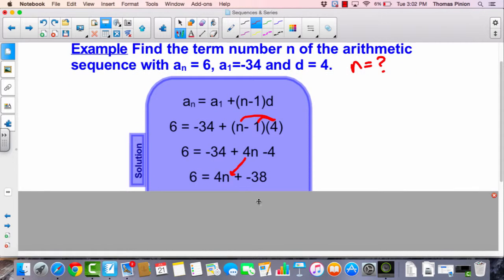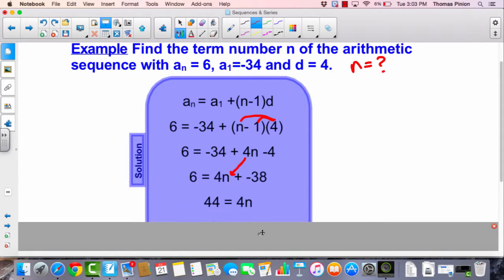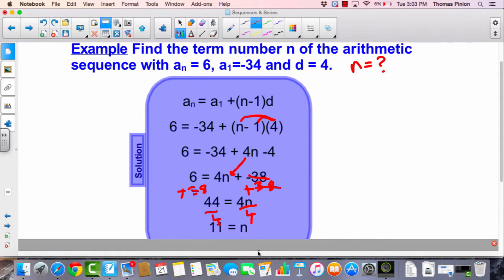Okay, now, how do you move that negative 38 to the other side? Well, we're going to add 38. If we add 38, those cross out, but we have to add 38 to this side, and we get 6 plus 38, which is 44, equals 4n. So now that 4 is multiplying n, so divide by 4, divide by 4. It should be pretty easy to see that 44 divided by 4 is 11. So in this case, the nth term, which is 6, is the 11th term. Okay?